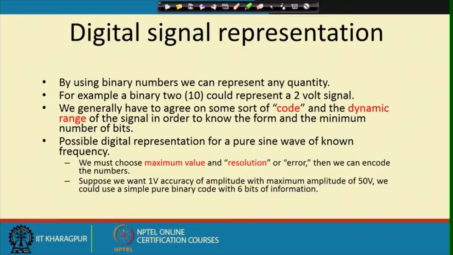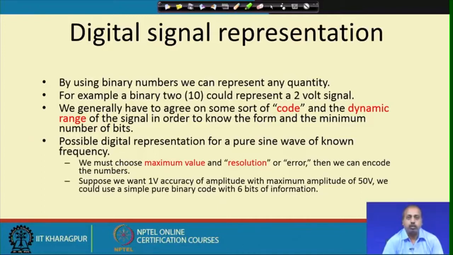So, by using these binary numbers we can represent any quantity. We will see in our course that different number systems are possible, and in a computer system the number system that is used is the binary number system, where the individual digits are only ones and zeros. So, what we can do is represent two different states of some signal by means of these two different notations, 0 and 1.